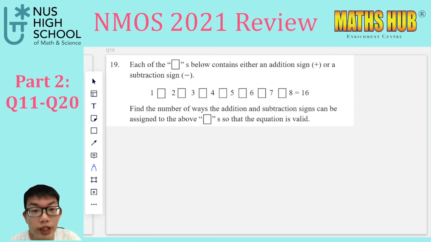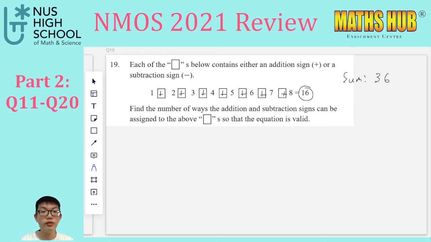Now, we should also figure out, is there anything interesting about 16? Let's say that I put plus everywhere. The sum of everything from 1 to 8, if you add it carefully, you would see that it is actually 36. Now, 36 is much bigger than 16. But actually, it is not as far away as we might think.